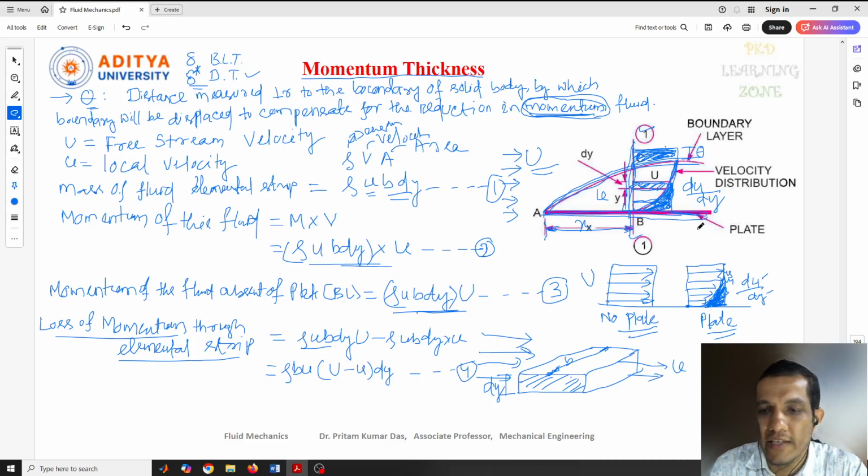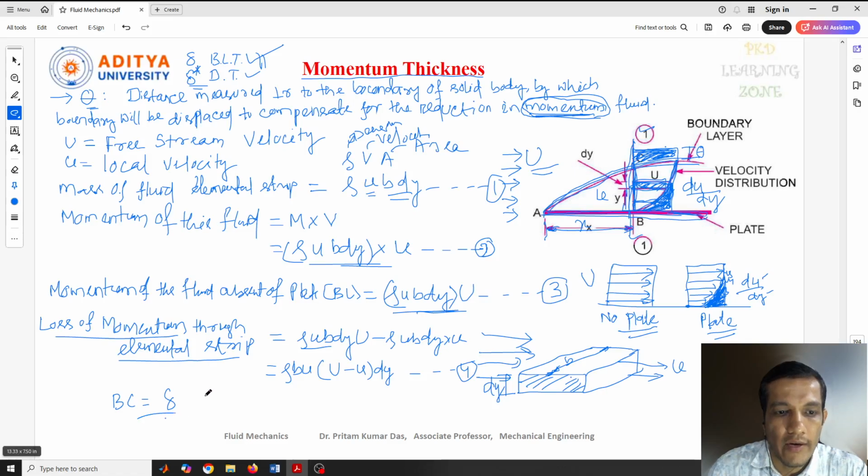That means with the presence of this elemental strip, how much loss is happening. We have identified this only for this elemental strip. Now we need to find the total loss of momentum per second through this point. From B to C, this is delta, the boundary layer thickness we already discussed in the previous lecture. So B to C is delta.